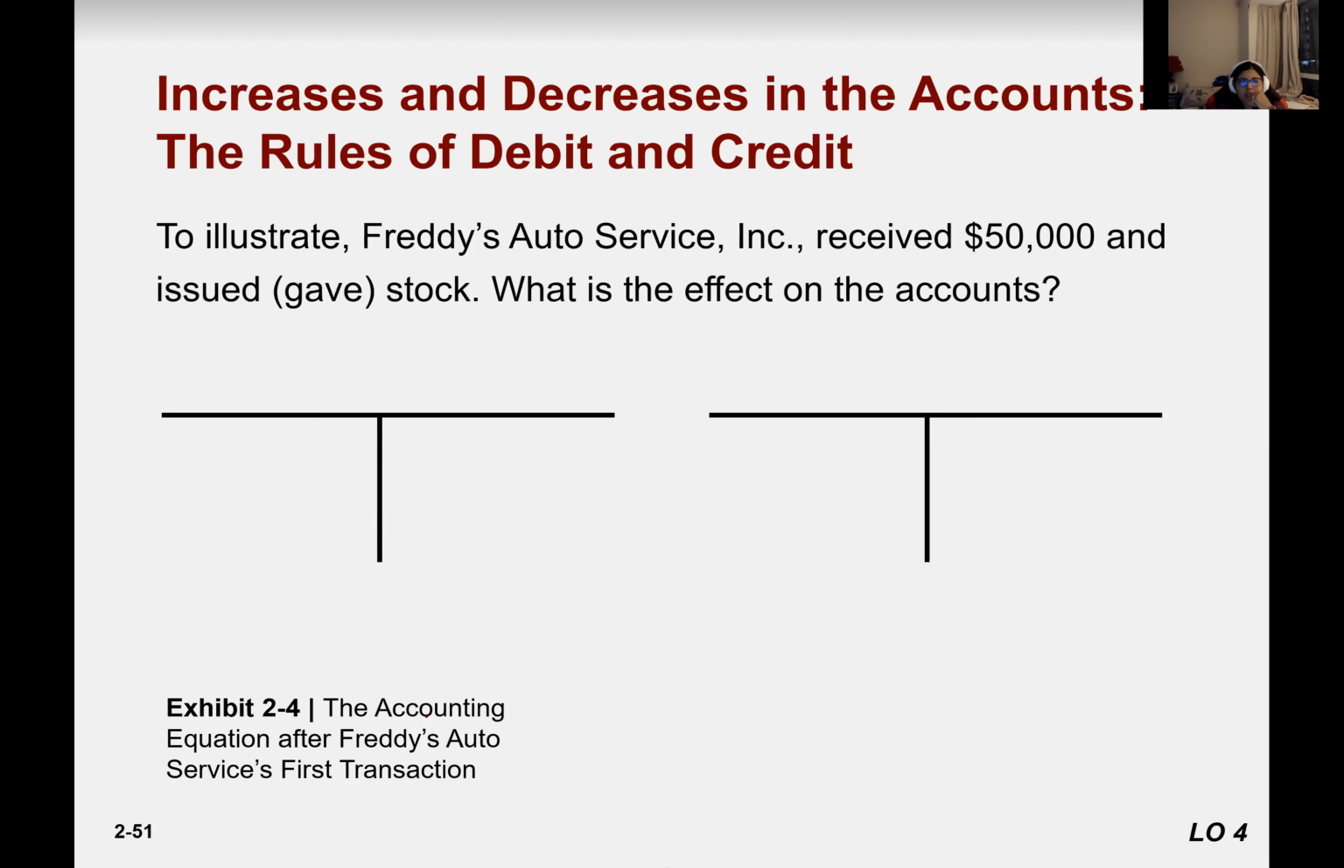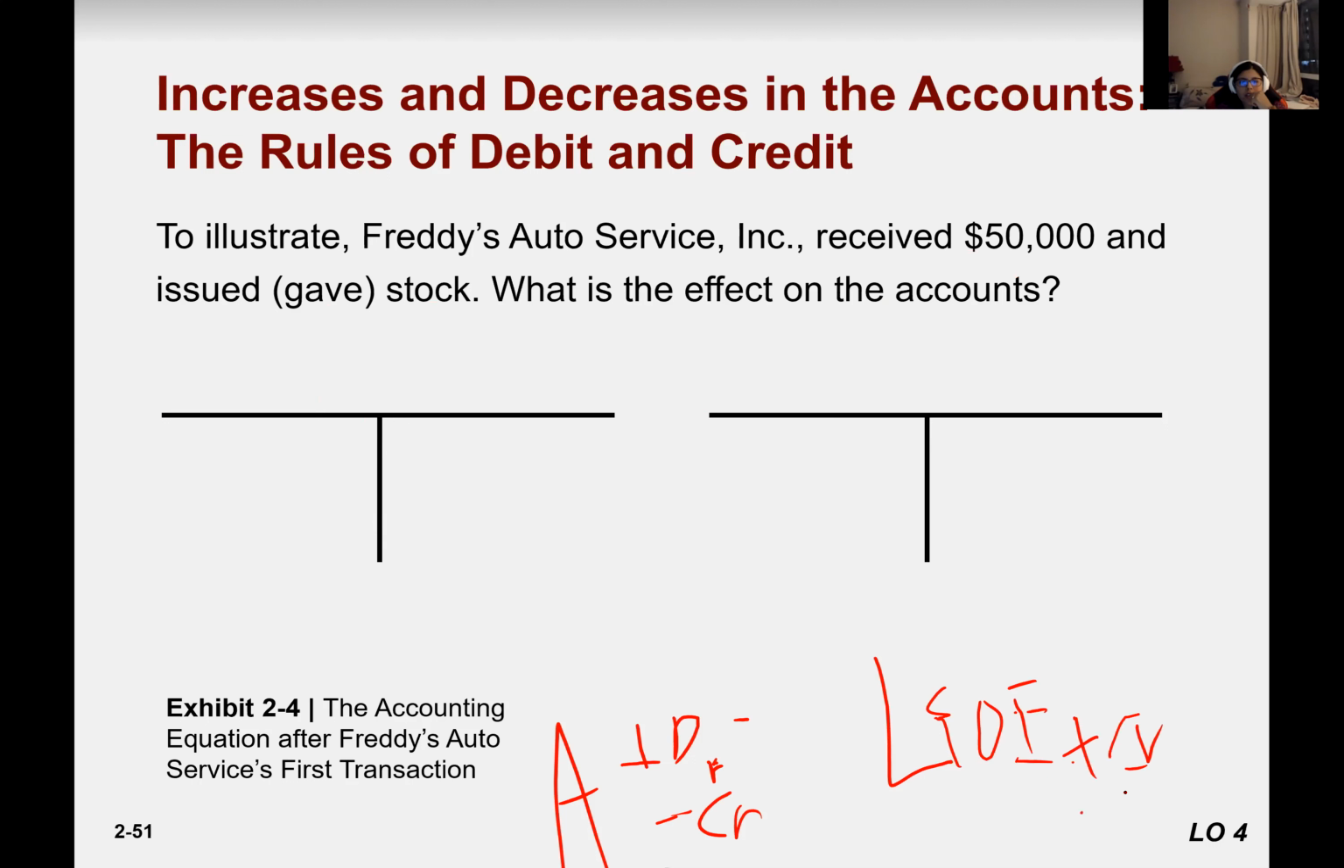If asset increase, let me write down. Asset increase means debit. Decrease means credit. Liabilities and owner's equity: increase means credit, decrease means debit. DR is debit. This is credit, CR, not V. This is R.